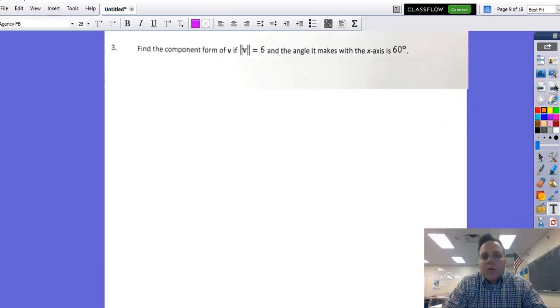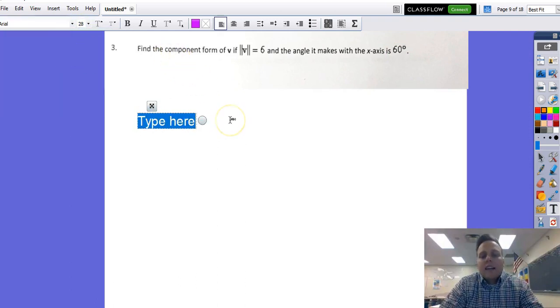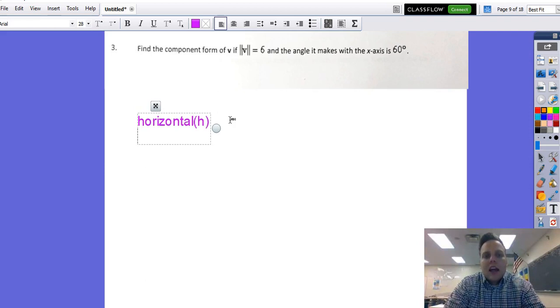All right, so let's go on to number 3 here. Number 3 says find the component form of vector v if the magnitude, you've got to remember that's what the double lines mean, they mean magnitude, of vector v is 6 and the angle it makes with the x-axis is 60 degrees. So you should remember that to find the component form, you have to find 2 components. A horizontal component, which I'm going to call h, and a vertical component, which I'm going to call v.